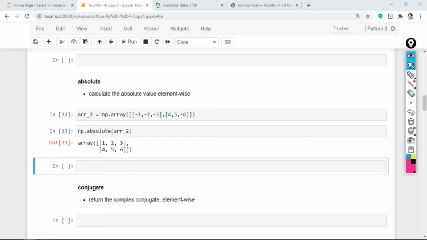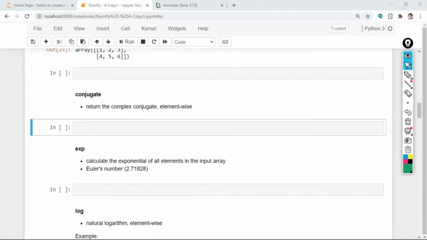We have also, but very rarely used, the conjugate function, which returns the complex conjugate. Remember in Python we use imaginary numbers denoted not by i but by j. So for example, we have array5.